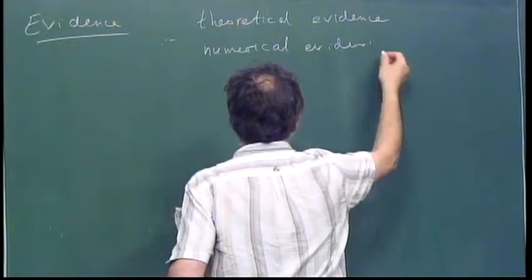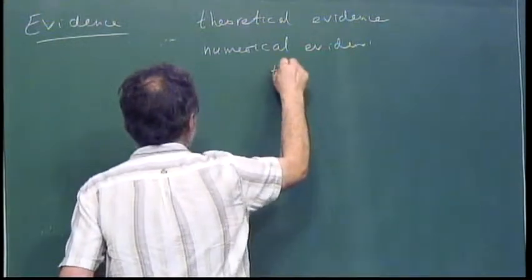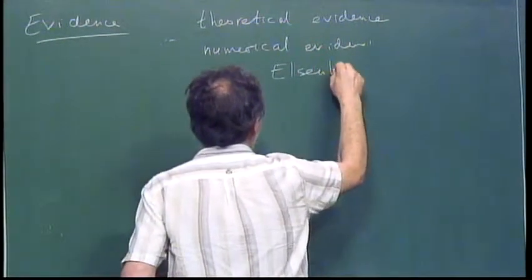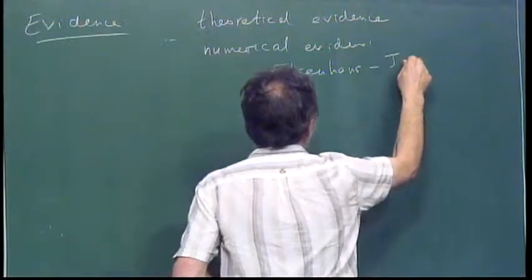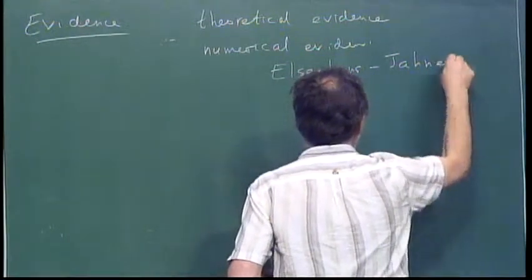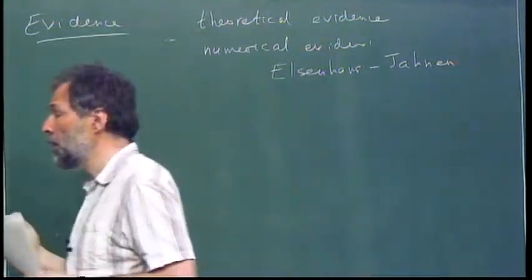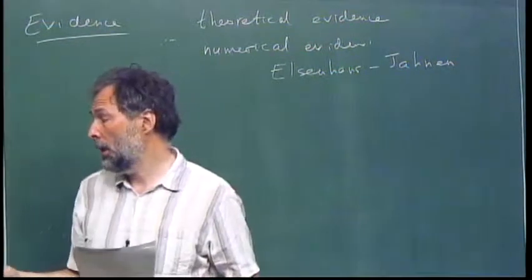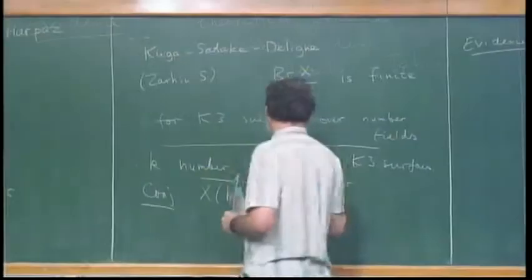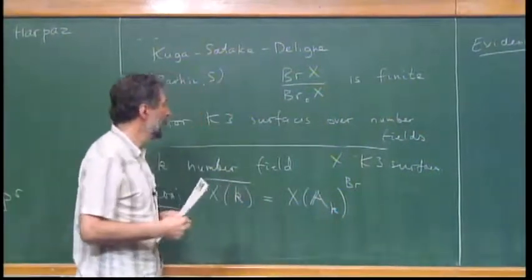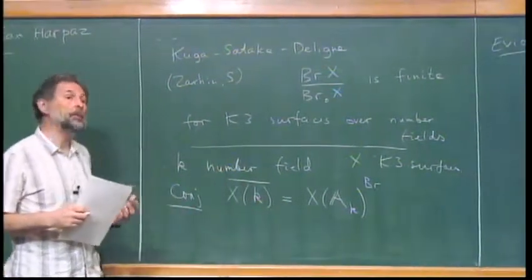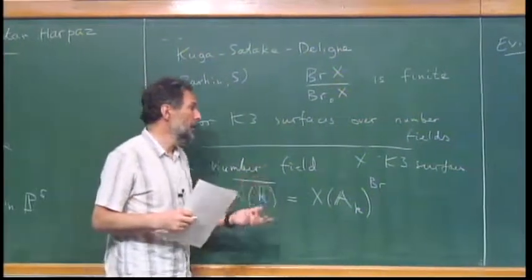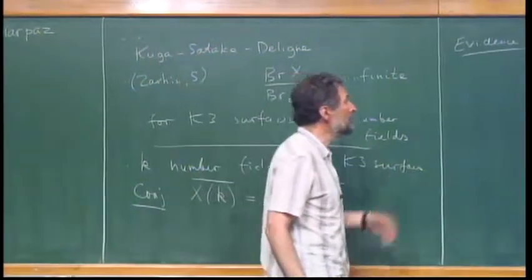So there are calculations, for example, by Elsenhans and Jahnel for Kummer surfaces where they check weak approximation. They look at local points and they just search for rational points that approximate them somehow. So everything seems to be working fine so far.